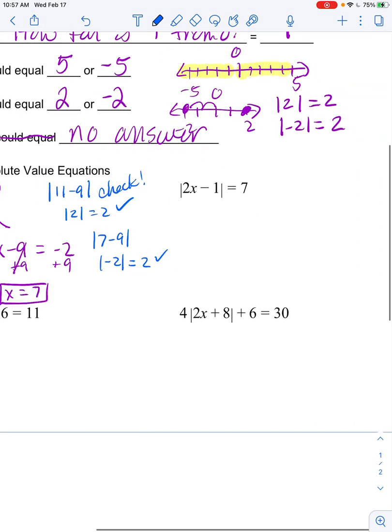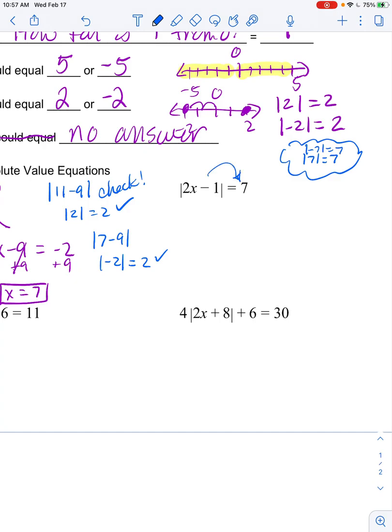All right, so when I take a look at this, I'm thinking up here, whatever's in the bars could be a 7, or it could be a negative 7, and it would still come out to be that positive 7.